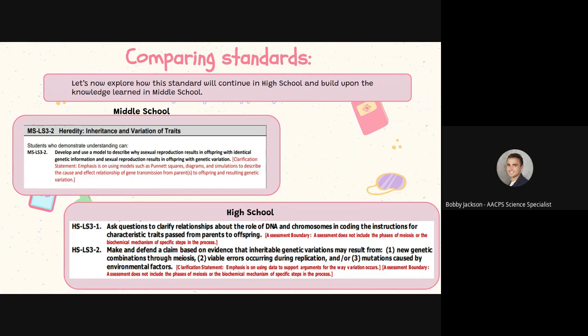The standard will be built on in high school with standards HS-LS3-1 and HS-LS3-2, in which students will ask questions to clarify relationships about the role of DNA and chromosomes, encoding the instructions for characteristic traits passed from parent to offspring. And at the high school level, they'll be able to make and defend a claim based on evidence that inheritable genetic variations may result from new genetic combinations through meiosis, viable errors occurring during replication, and/or mutations caused by environmental factors.